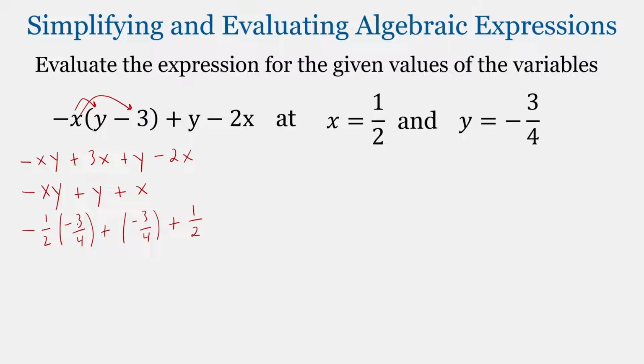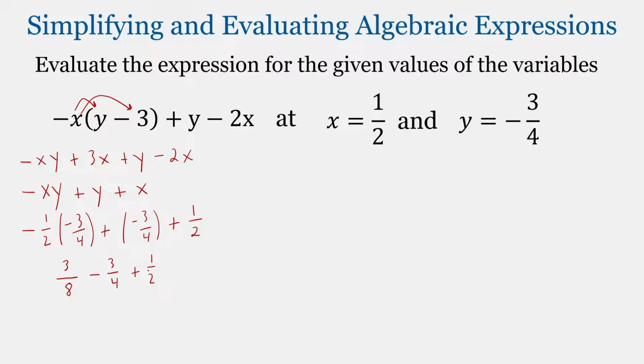Negative 1/2 times negative 3/4. So 1 times 3 is 3. 2 times 4 is 8. It's a negative times a negative, so that's a positive. And then we have minus 3/4 plus 1/2.